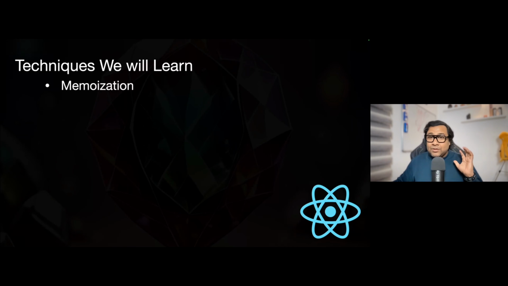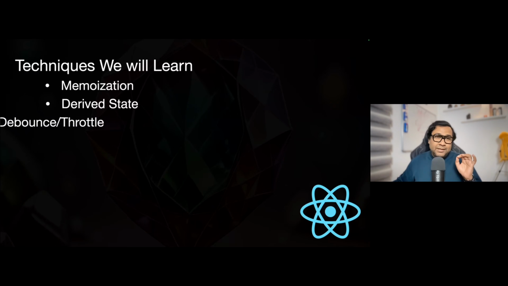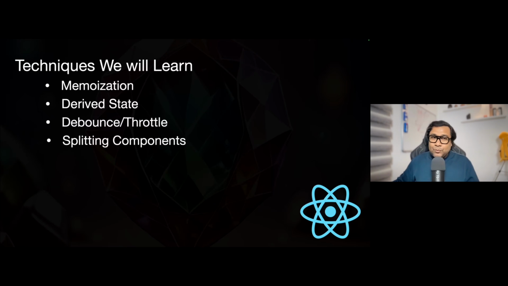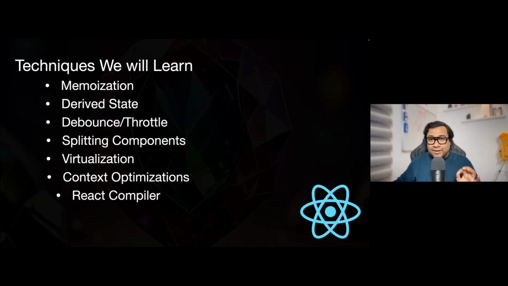After understanding a part of re-rendering in React, we are going to talk about the techniques that we're going to learn in this session. It's called Memoization, Derived State, Debounce, and Throttling. We're also going to look into splitting components, virtualization, context optimization, and React compiler. These all are different techniques through which you can control performance degradation of your application. And each of these pointers will bring design patterns that you can adhere to make sure that the performance of your application is taken care of.